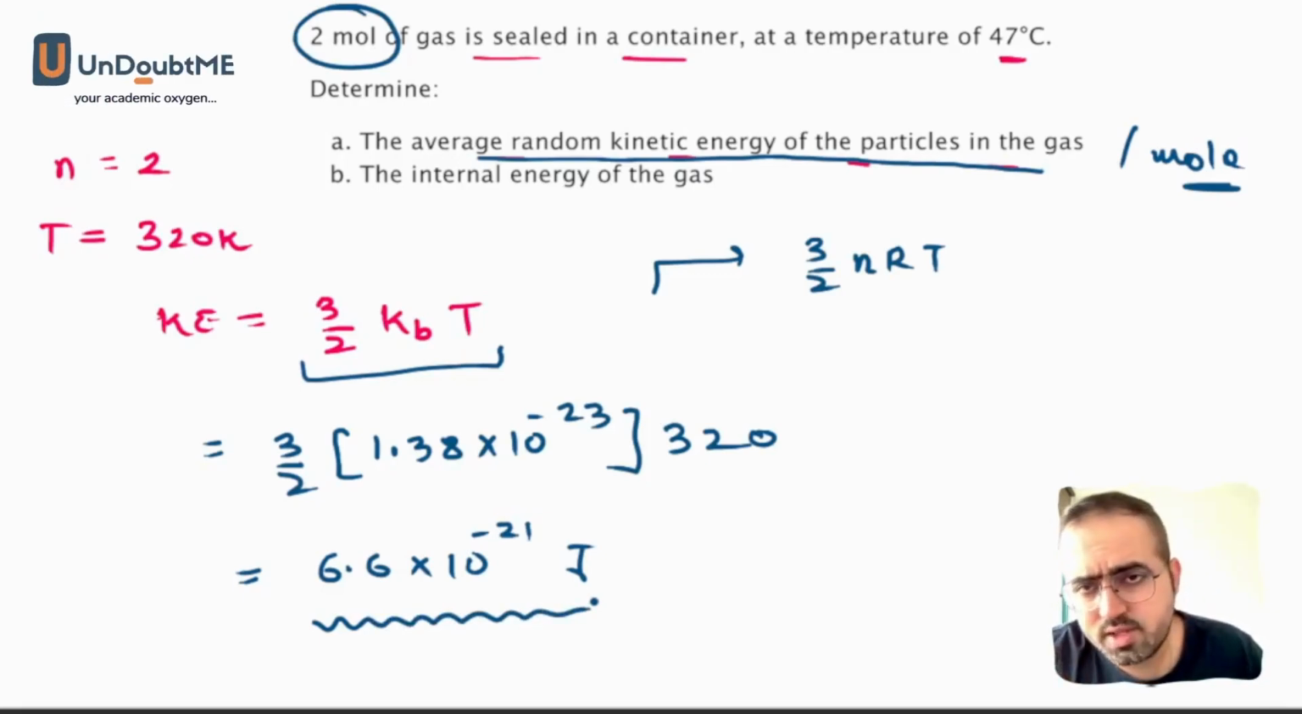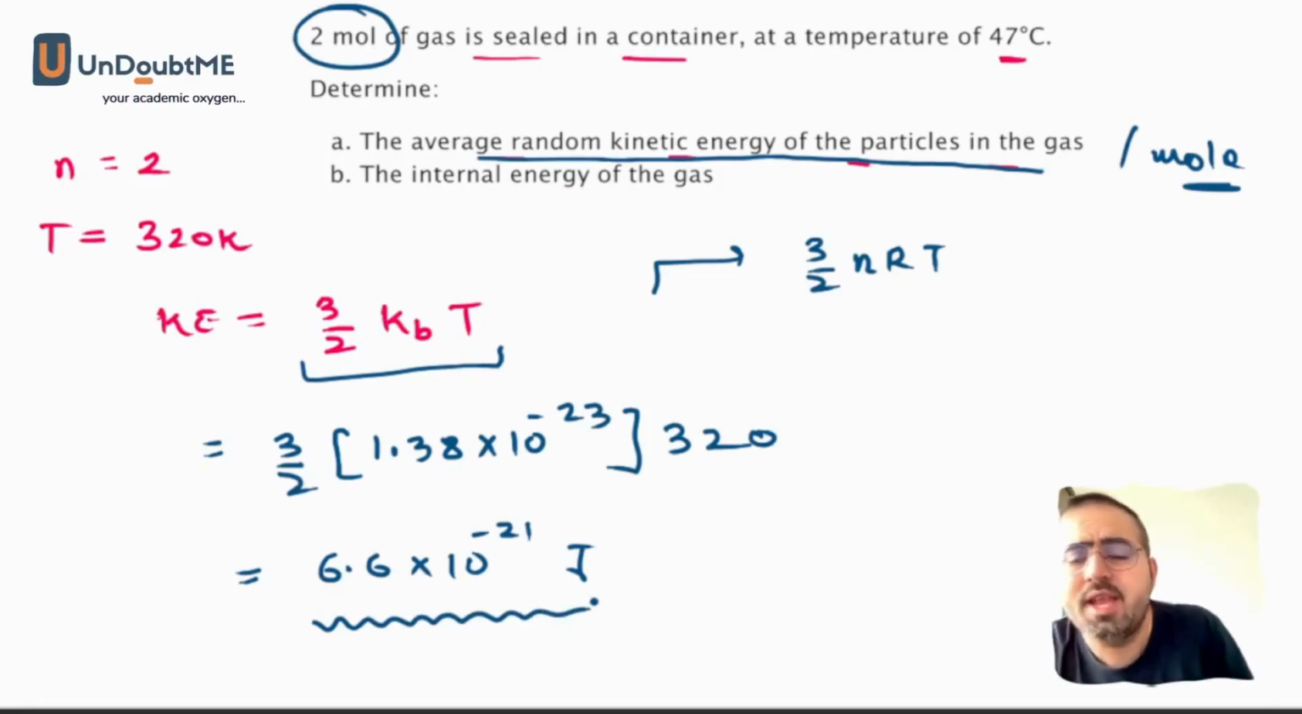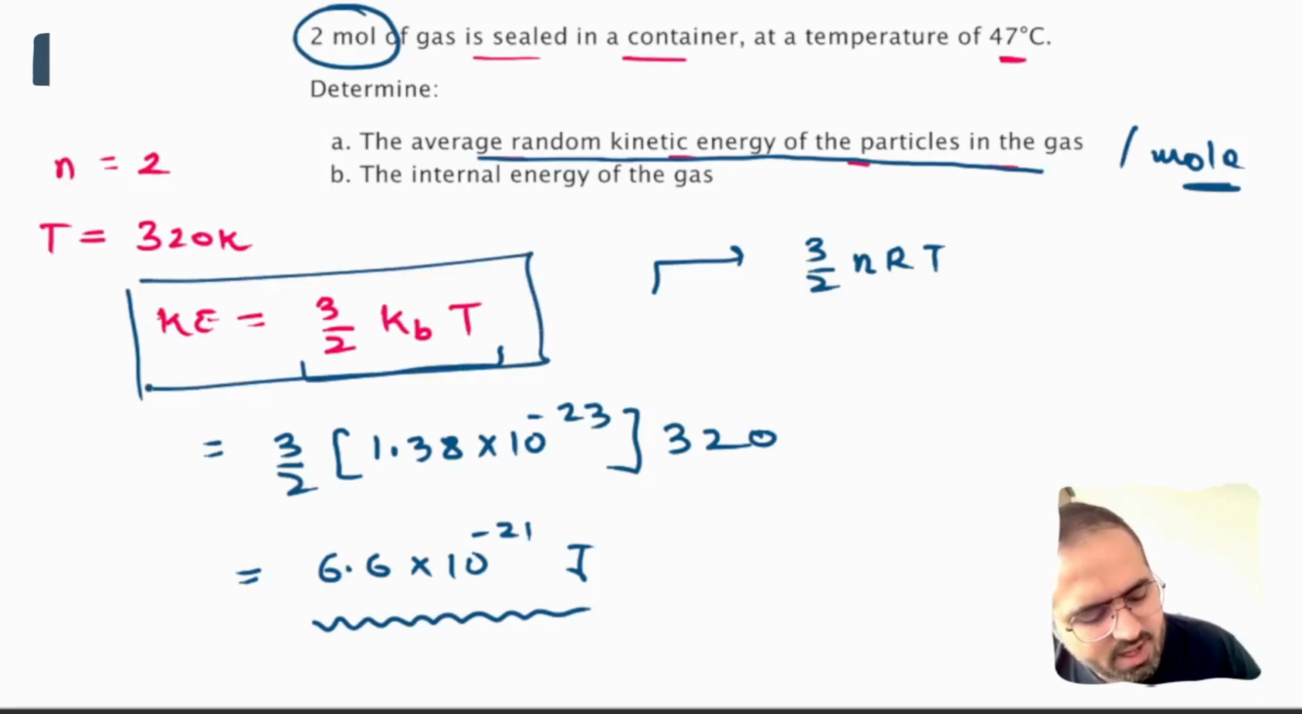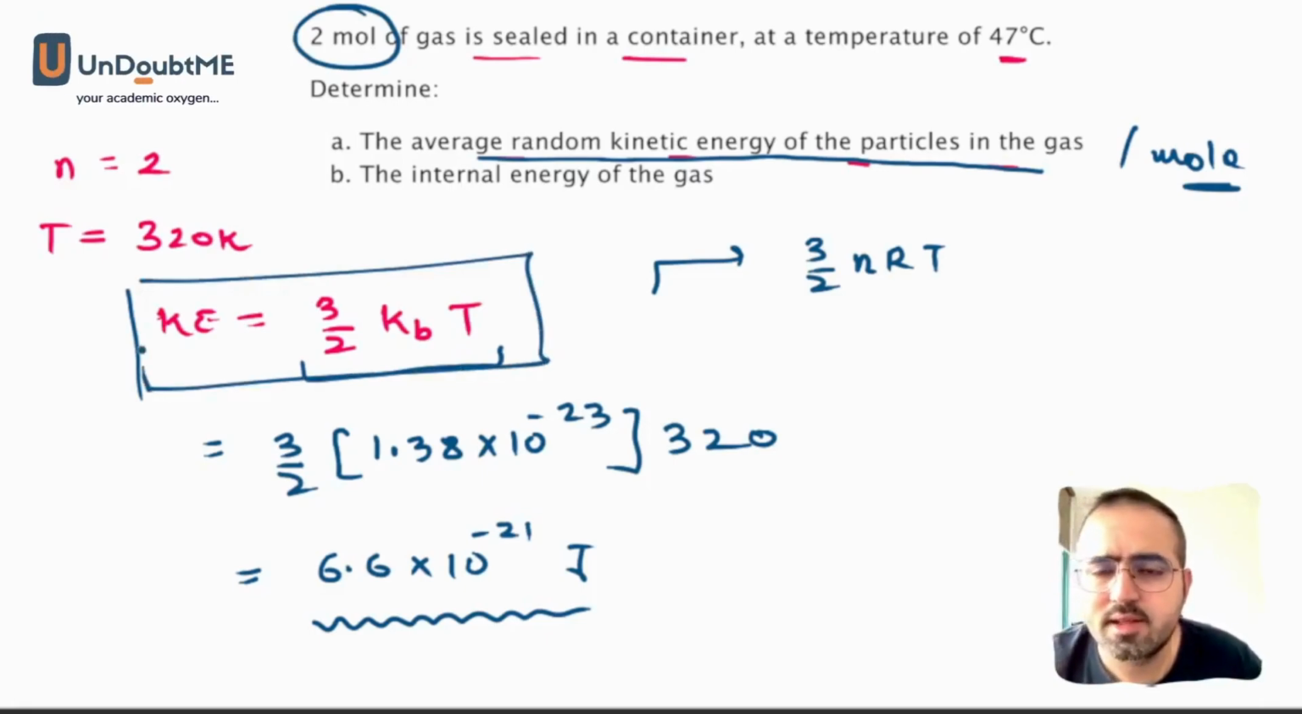This is a noteworthy point: when we are finding average kinetic energy, it's by default per mole. So whatever the number of moles they have given, please don't take that number of moles, directly use this formula and get the answer. I hope that is clear.